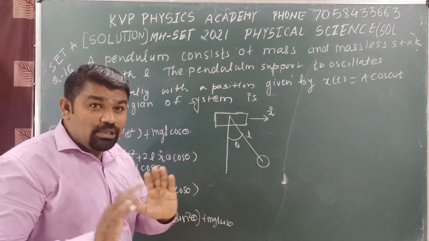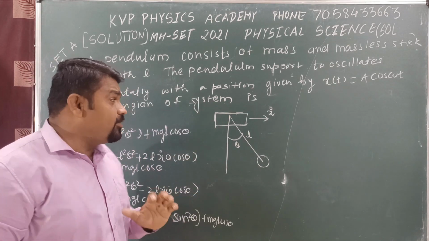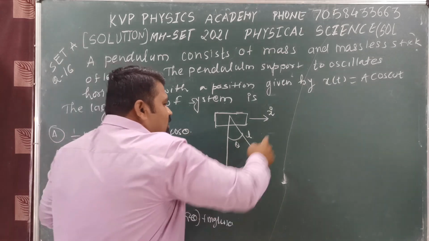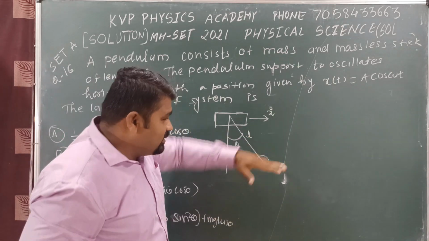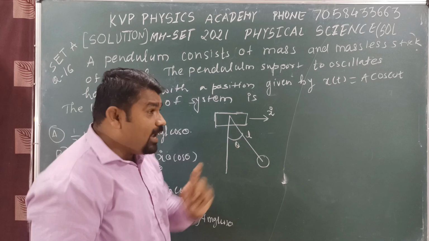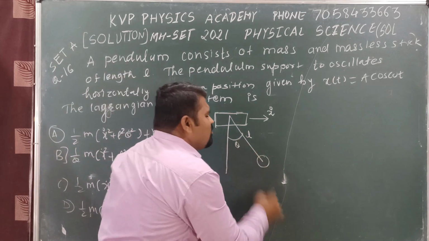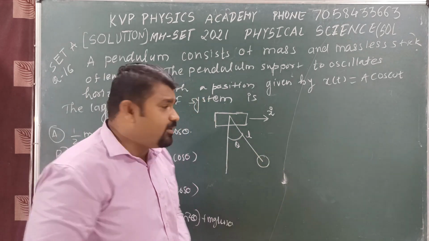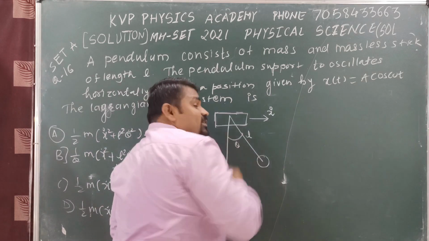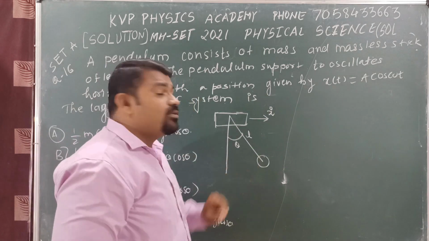Now here the support is not rigid. Simply, if the support is rigid, then what is the Lagrangian for this case? This is moving like that. At that time, this length is not a variable. This length is a constant. This particle is moving in only this direction. Only one velocity acts on this particle.